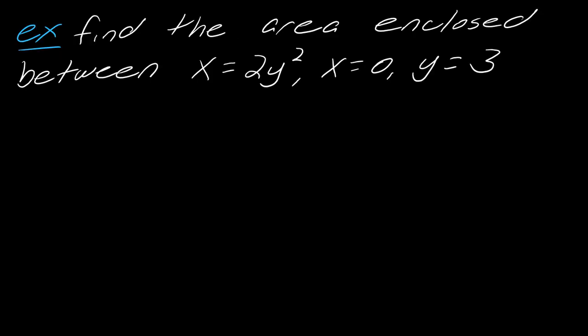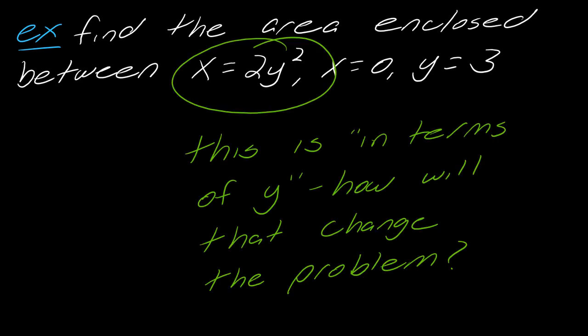And of course, we should probably take a look at something that gets a little harder. So I've got the area now between x equals 2y squared, x equals 0, and y equals 3. All right, so this says x equals 2y squared. So this is a function now that's in terms of y, right? Normally it would be the x that is squared, but now it's the y that is squared. So we think of this function in terms of y. I just want you to think about how that is going to change the problem. We will explore that as we go through the solution, but I want you to think about this on your own. Do you have any guesses?